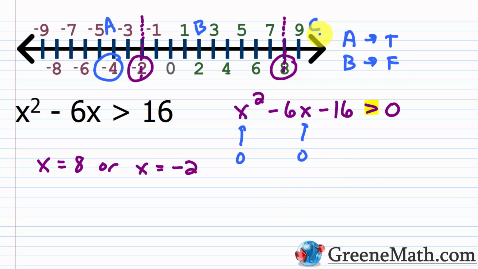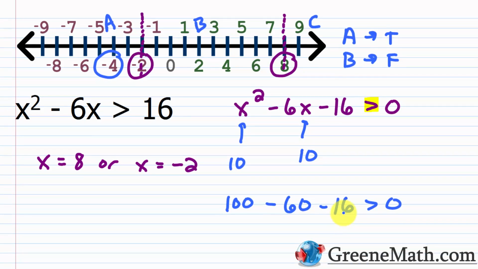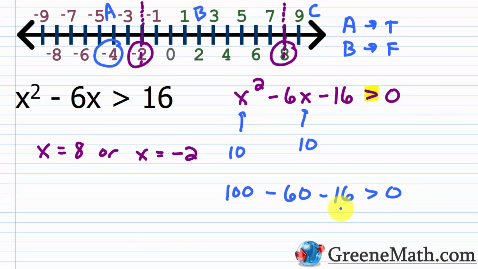And then for interval C, let's choose a value of 10, because that would be pretty easy to work with. So 10 squared is 100, minus 6 times 10, which is going to be 60. Then minus 16 is greater than 0. 100 minus 60 is 40. 40 minus 16 is 24. 24 is greater than 0. This is true. So for interval C, we'll say it's true.